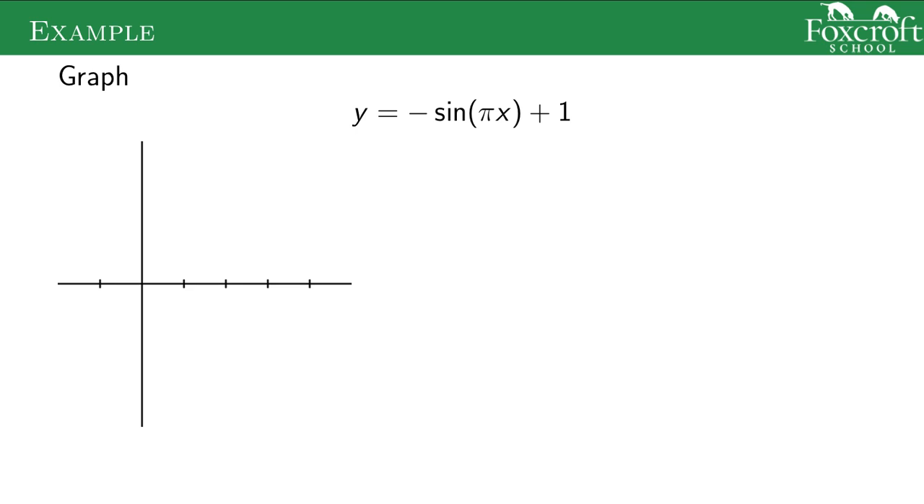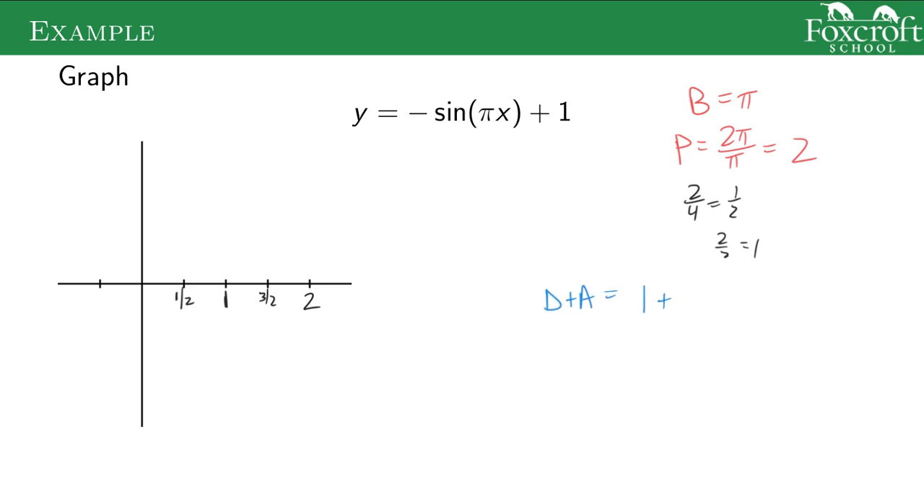All right, here's another one. Identify b is pi. So my period is 2 pi over that number, which is 2. So it tells me this number here is going to be 2. All right, 2 divided by 4 is 1/2. So that's going to be 1/2. When I do 2 of them, that's 2 over 2, which is 1. When I do 3 of them, that's 3/2. My biggest value is going to be d plus a, which is 1 plus -1 is 0. My smallest value is d minus a, which is 1 minus -1 is 2. So again, that's going to help me figure out my y scale.